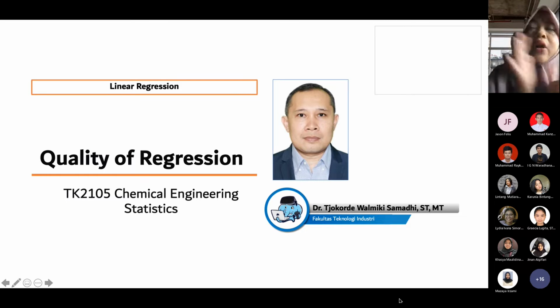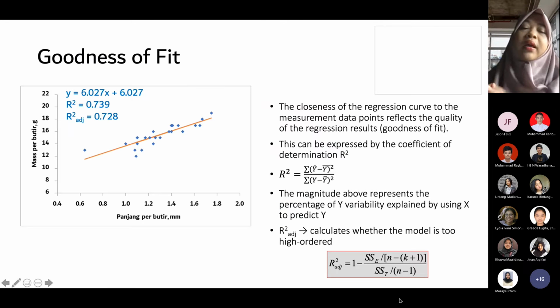So how good or how bad is the model? For example, how do you know that you have good experimental data or bad experimental data, or that the model doesn't reflect the phenomena? Okay, so the closeness of the regression curve to the measurement data points reflects the quality of the regression results. This can be expressed by the R square.